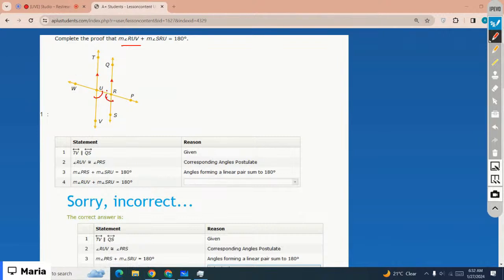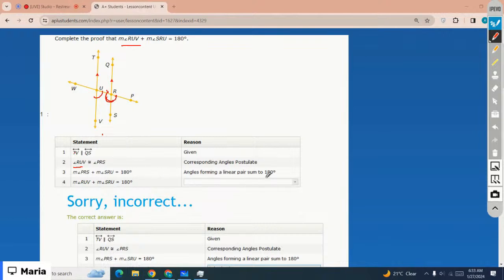Their sum is 180 degrees, right? We are given that TU, TV, and QS are parallel, that is given in the question. Angle RUV is corresponding to PRS, corresponding angles postulate. So PRS plus RSU, the sum of this one and this one, equals 180 degrees, right?